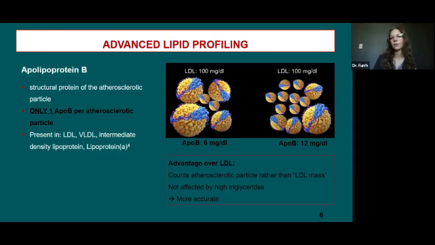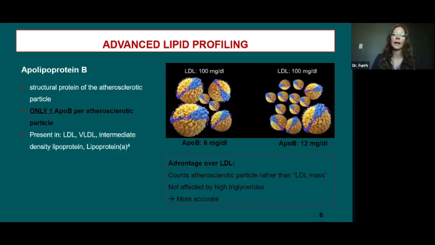What this means, just to visualize this little graphic over here: both of these patients would have an LDL level on their lab work of 100 milligrams per deciliter. But if you were to measure apolipoprotein B, the patient on the left would have a level of 6. The patient on the right would have a level of 12.